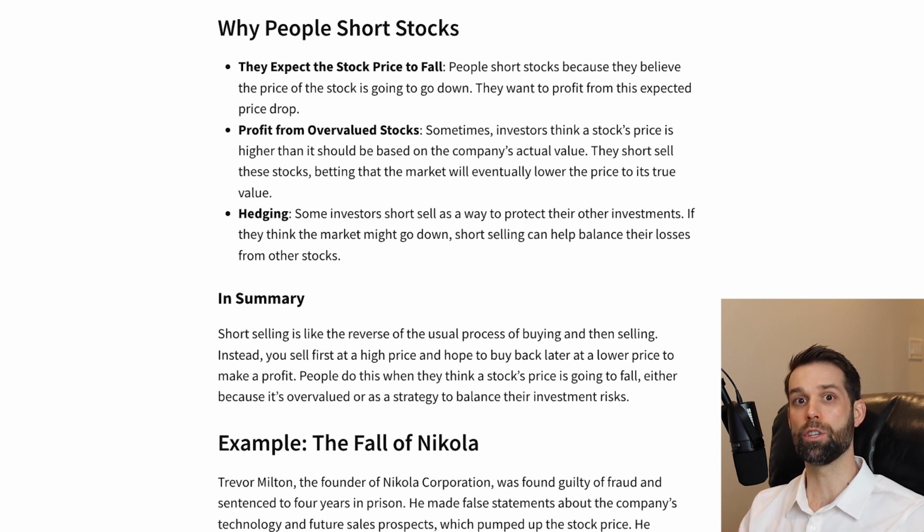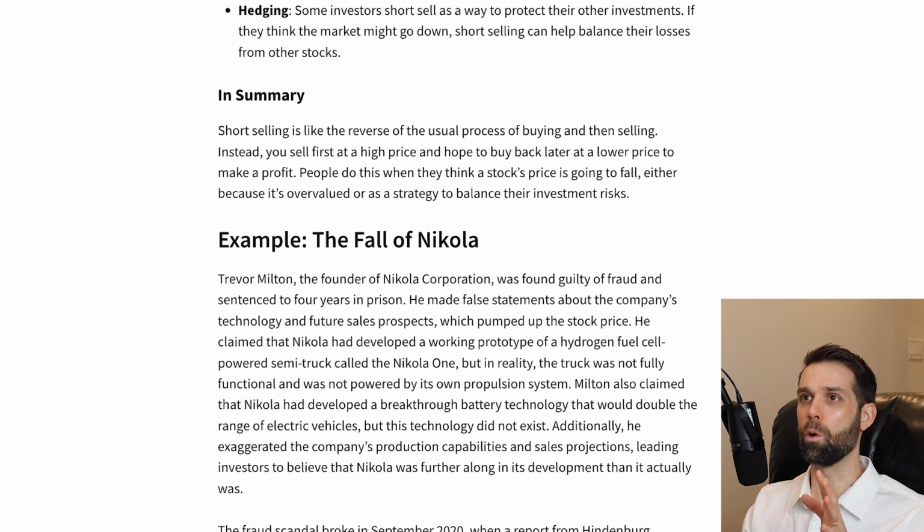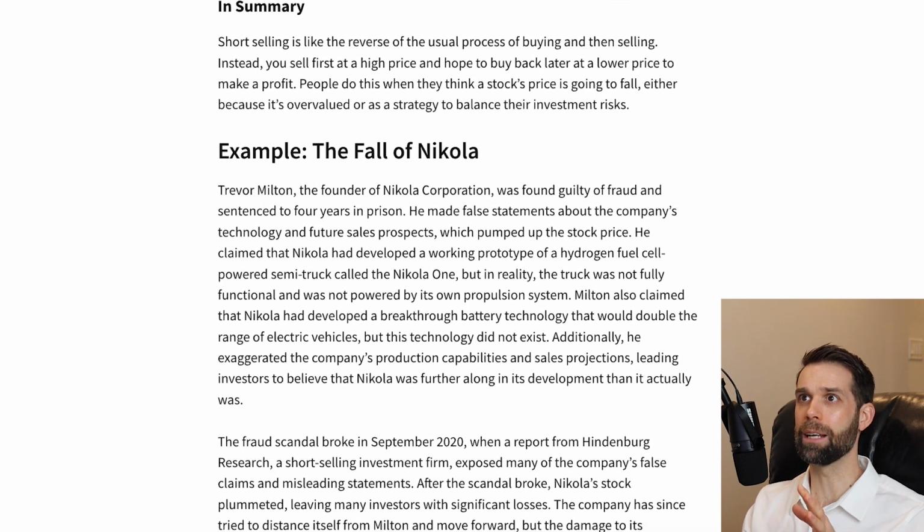And then there's this notion of hedging. So some investors short as well to protect some of their other investments. If they think the market might go down, short selling can help balance out some losses in terms of their other investments.